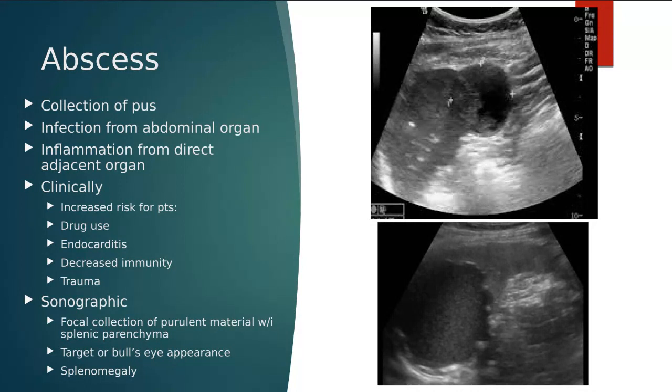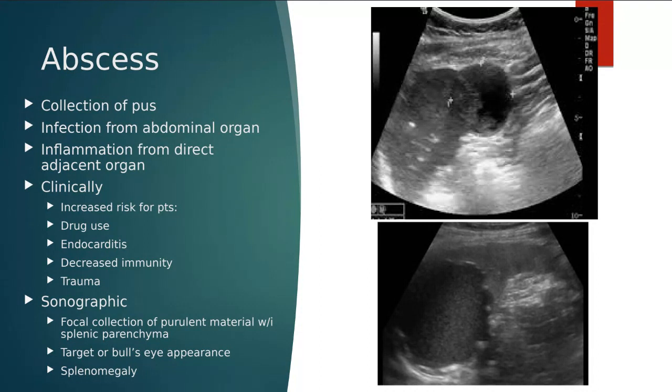A patient who has decreased immunity, so going back to those physiologic processes, if your spleen can't keep you healthy enough, then you're going to be at a higher risk for these conditions and viruses and infections to occur, and patients of trauma as well. On ultrasound, we're going to see a focal collection of that nasty kind of junky purulent material within the splenic tissue.